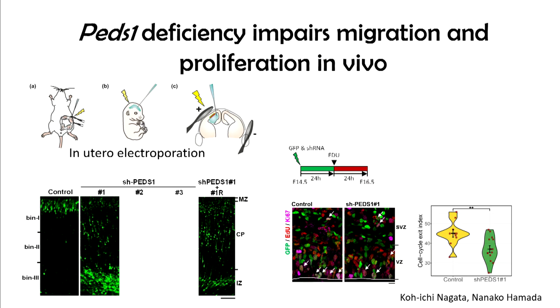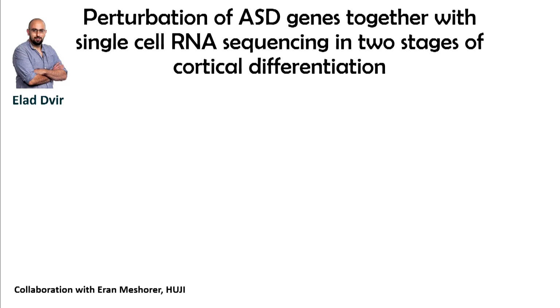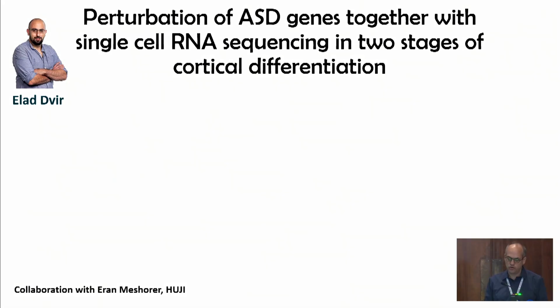So now I want to move to a more focused type of study that we're doing with another PhD student, where he focuses on many autism genes, and he couples the CRISPR screen with single-cell RNA sequencing, and he does it in 2 stages during differentiation to cortical neurons. And this is Elad, the PhD student. He is co-supervised also with Eran Meshoel.